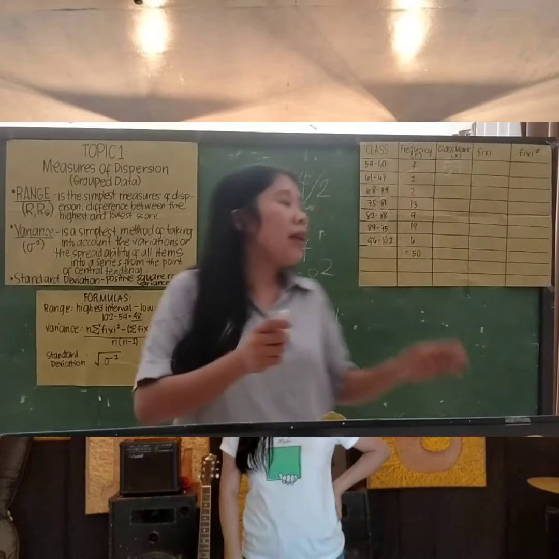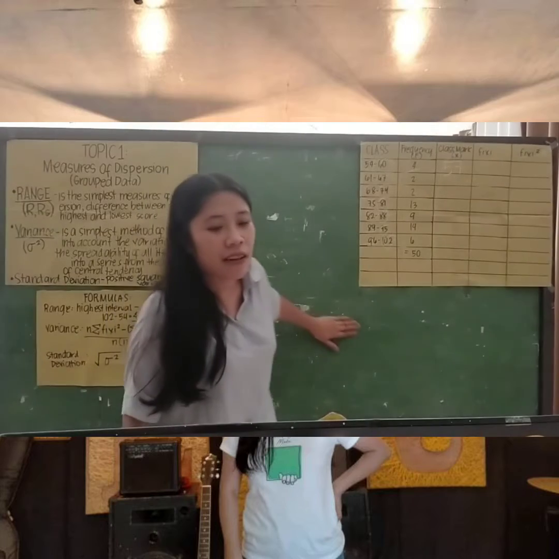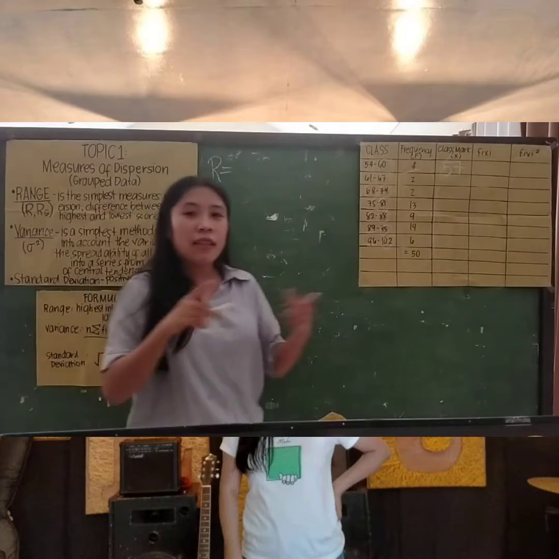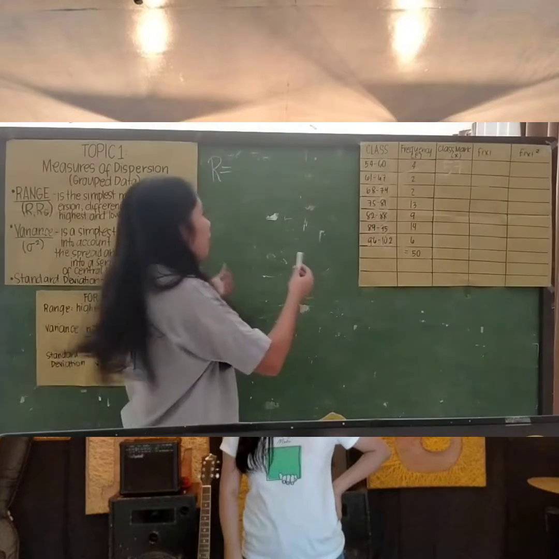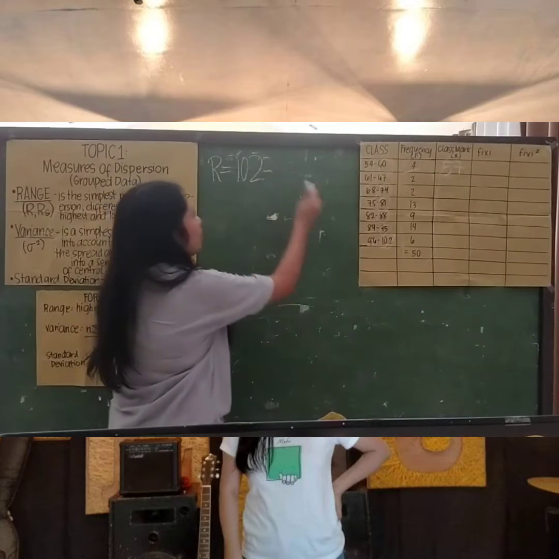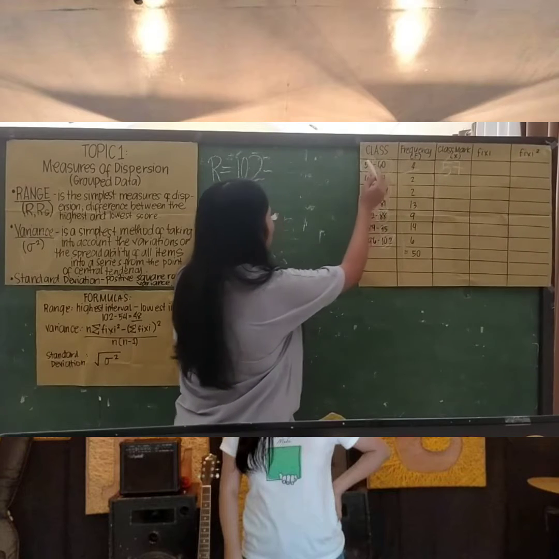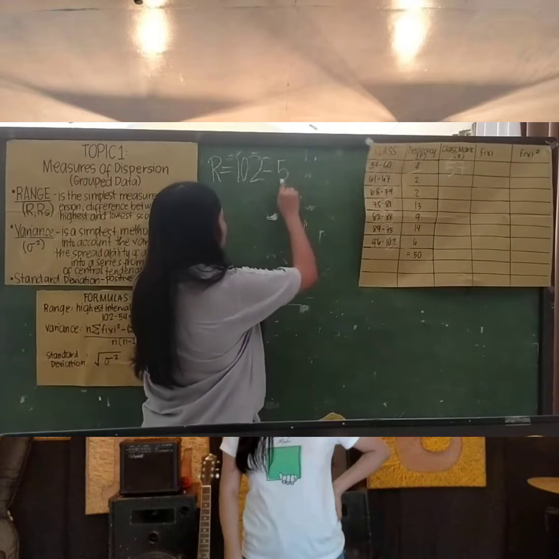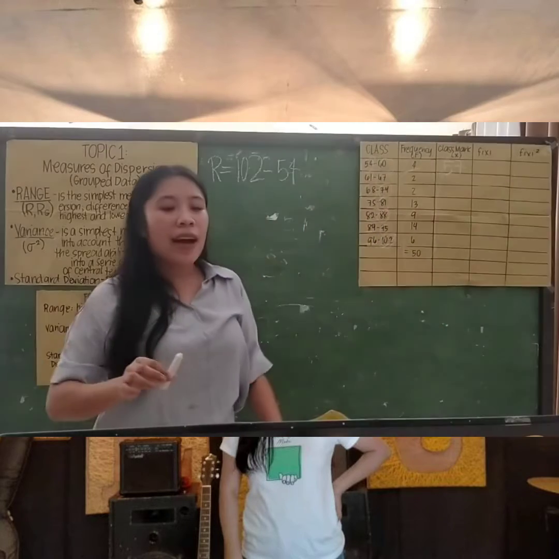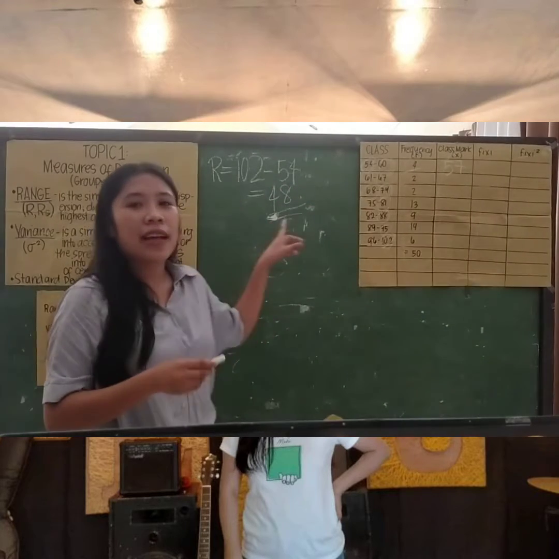So, para makuha naman natin ang ating range, ang ating variance at ang ating standard deviation, yung gagawin lang natin sa range ay highest interval minus lowest interval. So, yung highest interval natin dito is 102. Ima-minus natin siya sa pinaka lower interval natin, which is yung 54. Yan. So, yung kakalabasan nun is equals to 48. Yan yung range natin, 48.